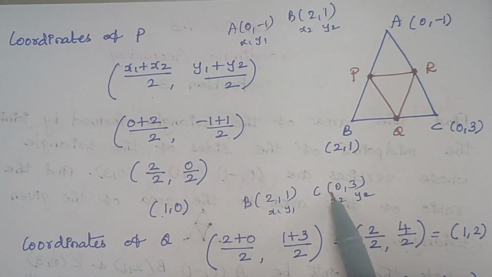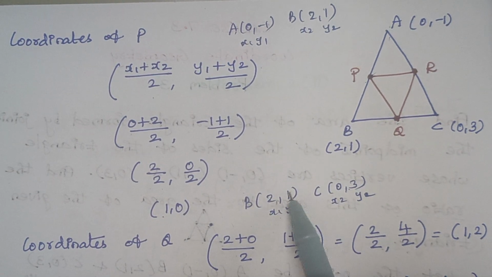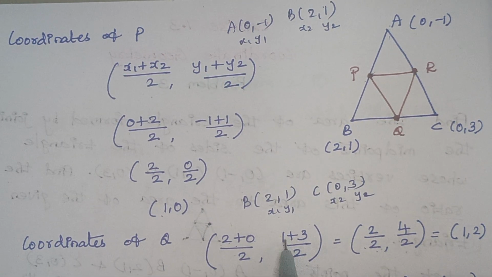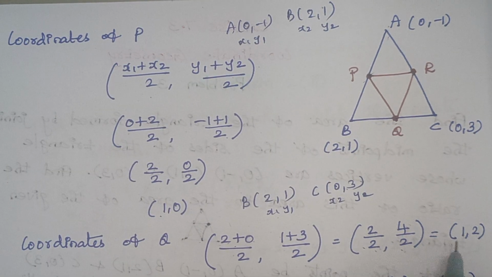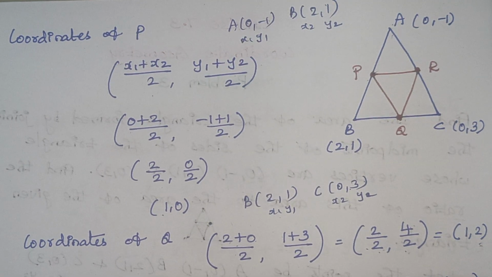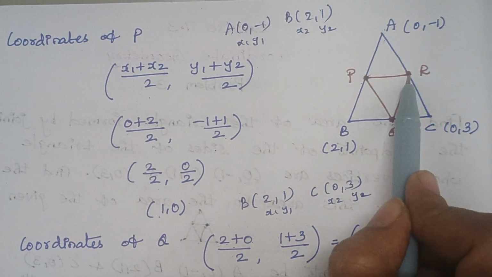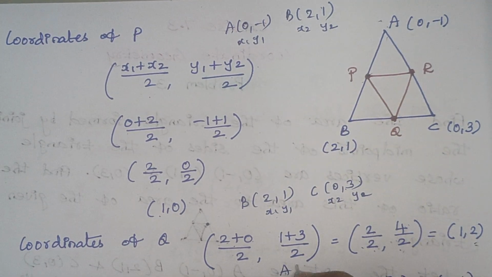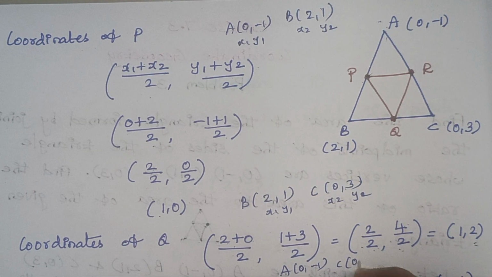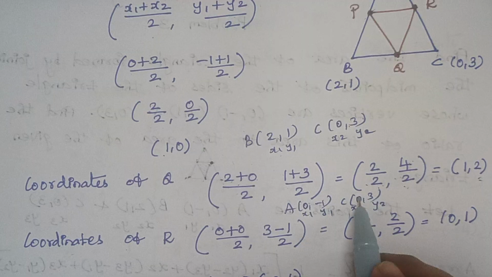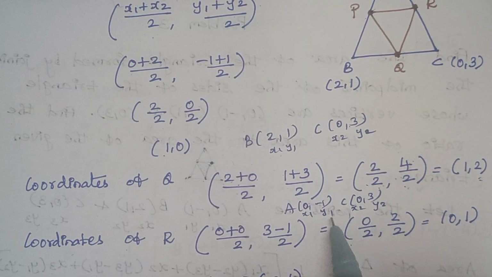Again this gives x1 y1 and this gives x2 and y2. So x1 plus x2, 2 plus 0 by 2 comma 1 plus 3 by 2. So 2 plus 0 is 2, so 2 by 2 comma 1 plus 3 is 4, 4 by 2. So 2 by 2 is 1 and 4 by 2 is 2. So this is the coordinate of Q. And the next is the coordinate of R, right? So R is the midpoint of the line A and C. So again you see A is 0 comma minus 1 and C is 0 comma 3. Again this is x1 y1 and this is my x2 and y2, right? So x1 plus x2, 0 plus 0 by 2, right?